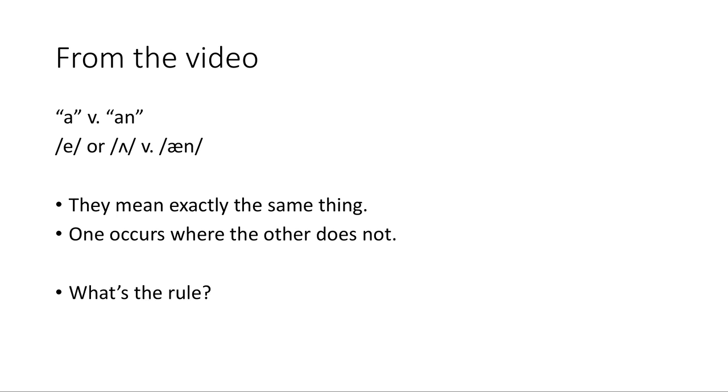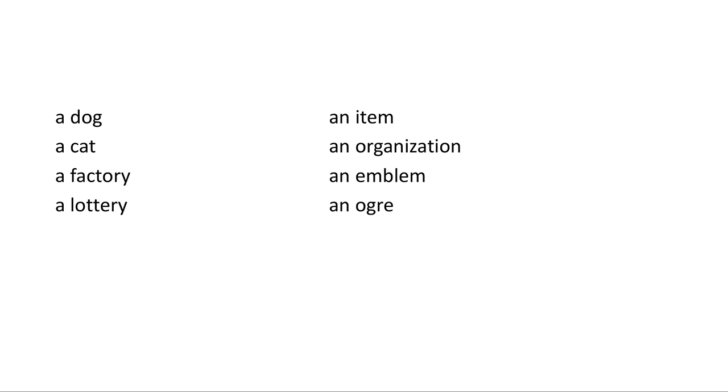So take a second and think if you can remember the rule from that video. You might have learned explicitly a rule about this in school elsewhere. What is the rule that predicts when you get the a allomorph versus the an allomorph? To help you out, here are some words that we would tend to say, in standard English, I should point out. There is some dialect variation here, actually. But these are the words that we would tend to say after a versus an. A dog, a cat, a factory, a lottery versus an item, an organization, an emblem, an ogre.